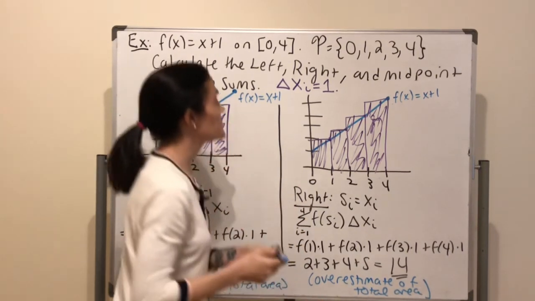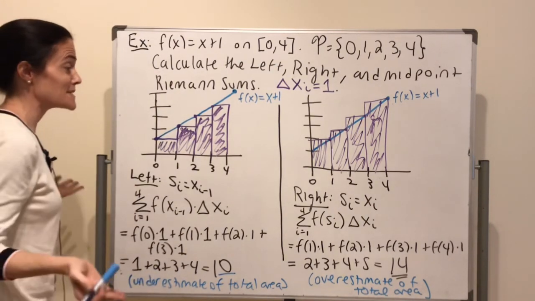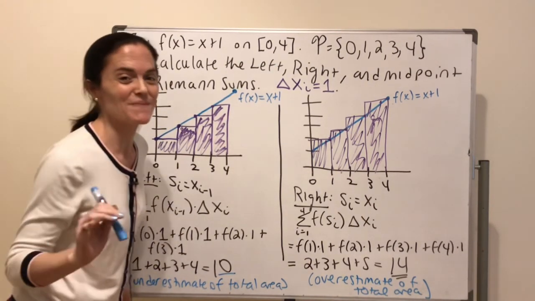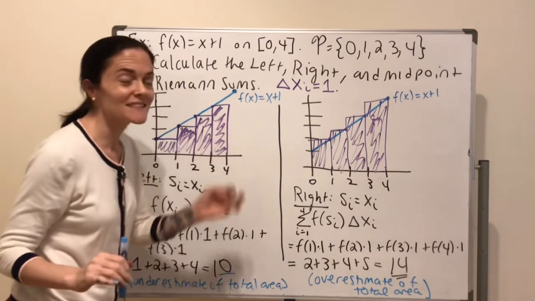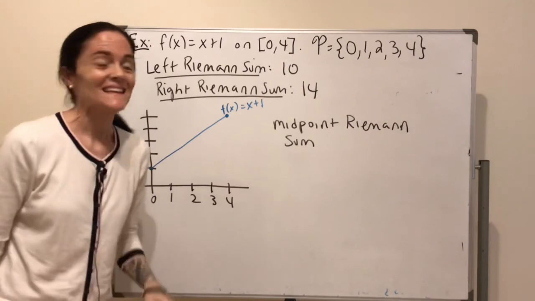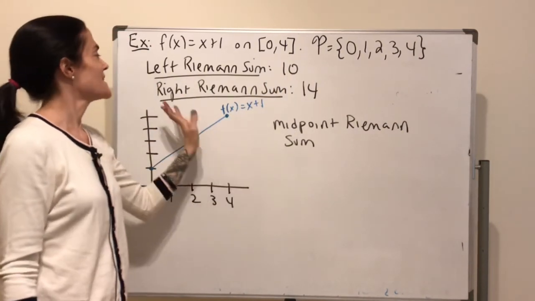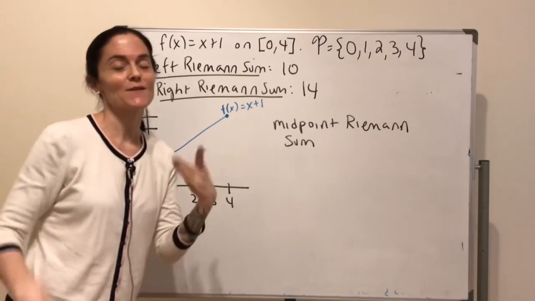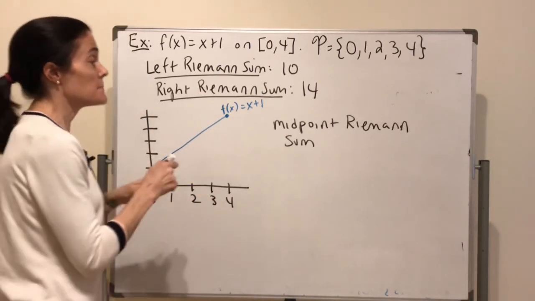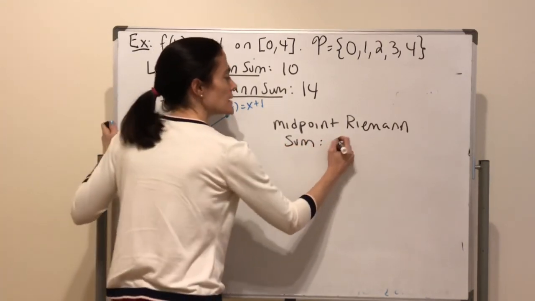Okay. Now, what's left to do, and I will have to erase because as you see, I have no space on my board. What's left to do is the midpoint Riemann sum. This is what we found for the left Riemann sum. The value was 10. The right Riemann sum, the value is 14. And the midpoint Riemann sum is what is remaining here.